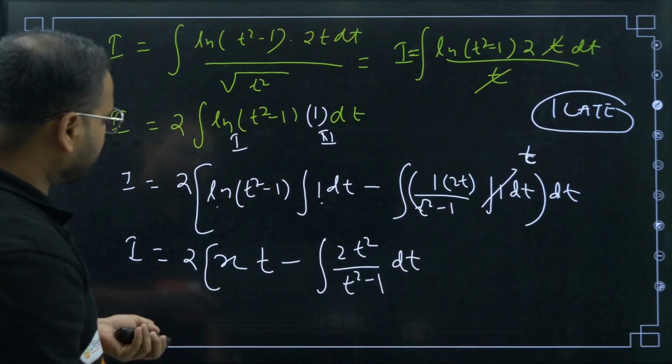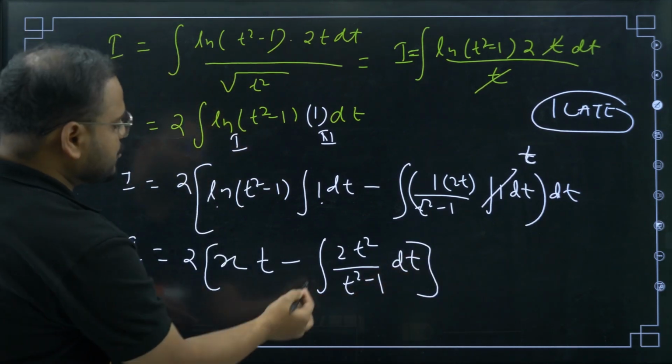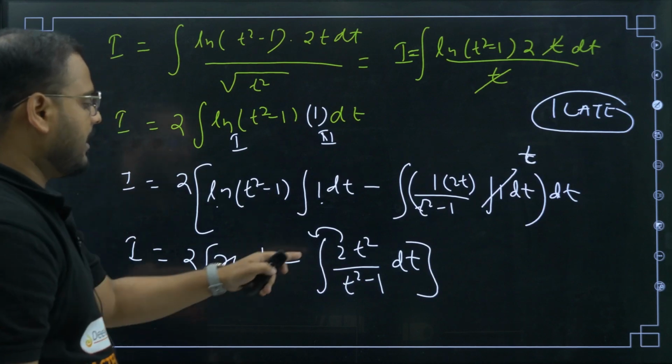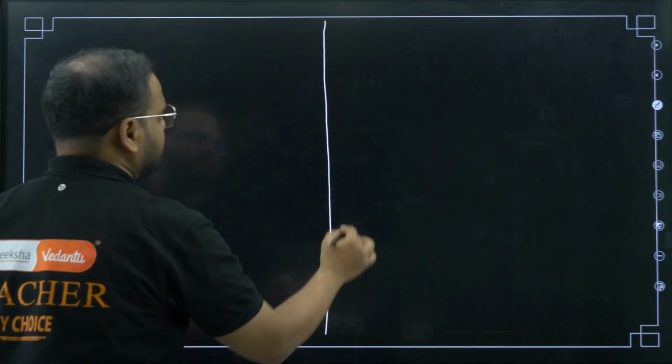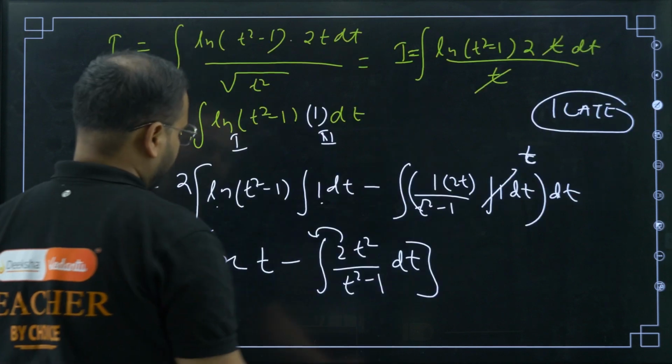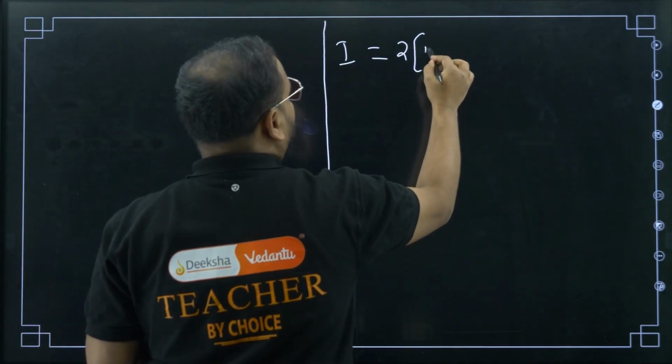One more step. Can I write it over here? Not enough space. Okay, so let's close the bracket over here. No problem. I'm going to take this 2 common, and then you'll see I have to make some change over here. So my I will become 2 times of, this will remain as it is, 2 times of xt.